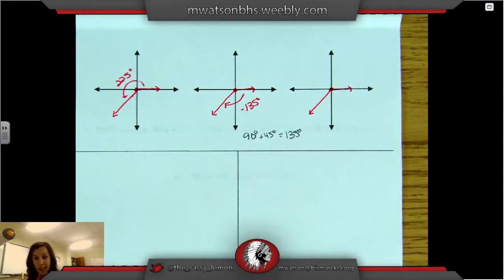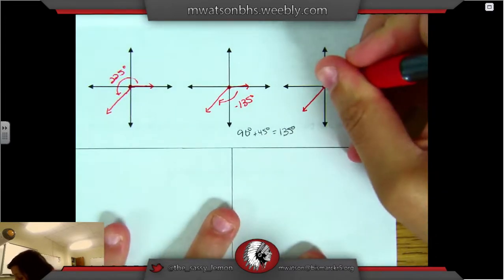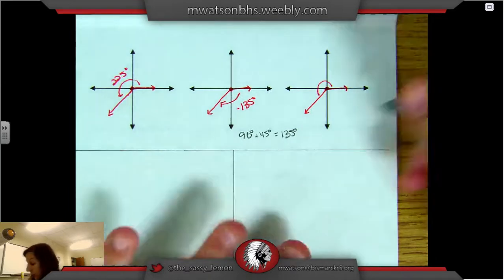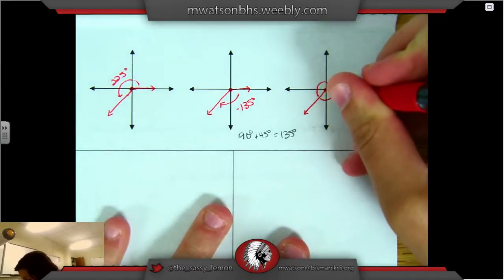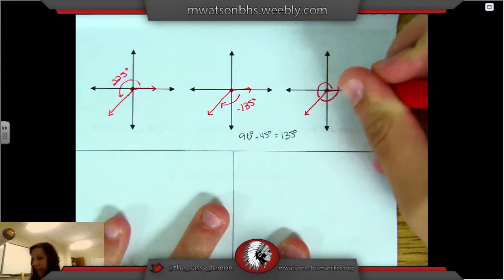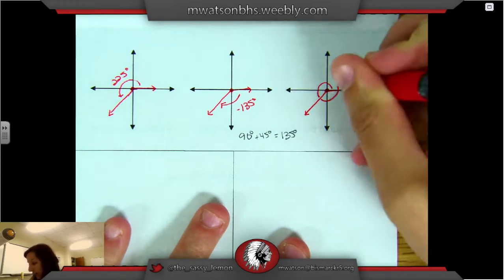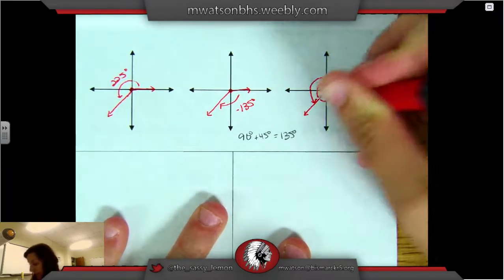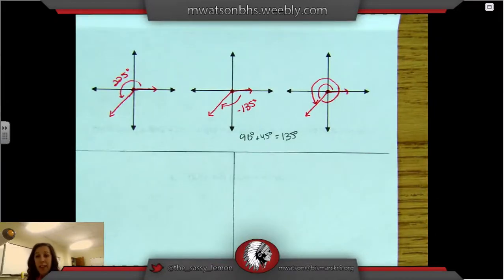Okay, but this time, I told you it has to be positive. So we have to start out going this way. But if we stop there, it's going to be exactly the same. So you have to keep going. And we can't stop there because that's the initial side. We have to stop on the terminal side. So we go to the terminal side again. Stop there. How many degrees around did we go?